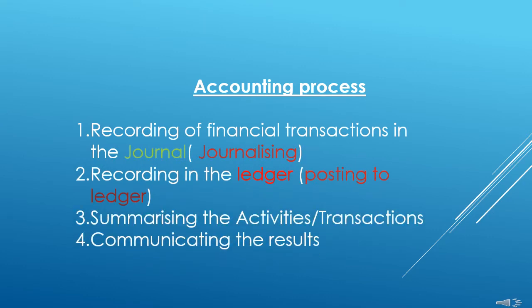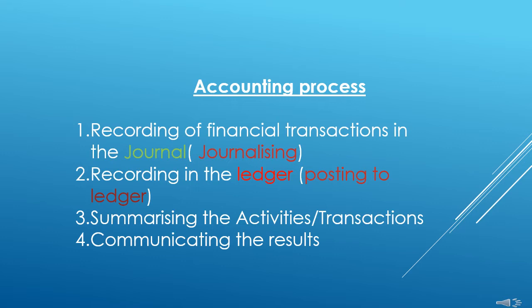Now let us discuss the accounting process, how we have to do the accounting. First of all, what we have to do is record the financial transactions. In which book? In the journal. We'll have a special book for that, called the journal. Whenever a transaction occurs, if it is in monetary terms or monetarily measurable, we can record it in this book. This process is called journalizing.